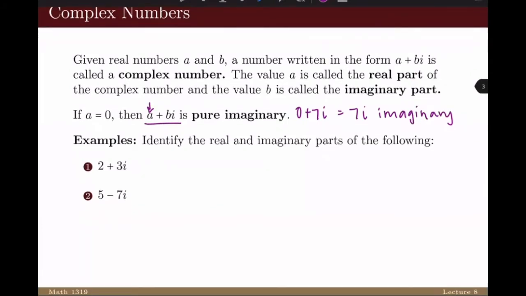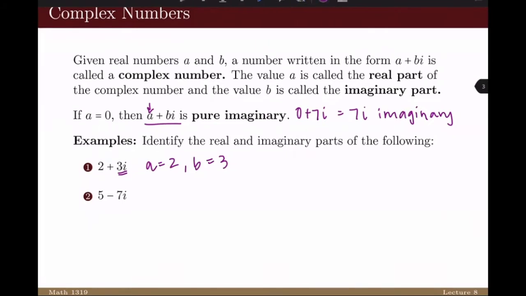Examples. Identify the real and imaginary parts of the following. The number with the i is going to be the imaginary part. So here we have a is going to be 2, b is going to be 3. Number 2. Here a is going to equal 5. However, by the definition of a complex number, it has a plus here in the middle, and ours has a minus. That makes our imaginary part be -7 instead of just 7.